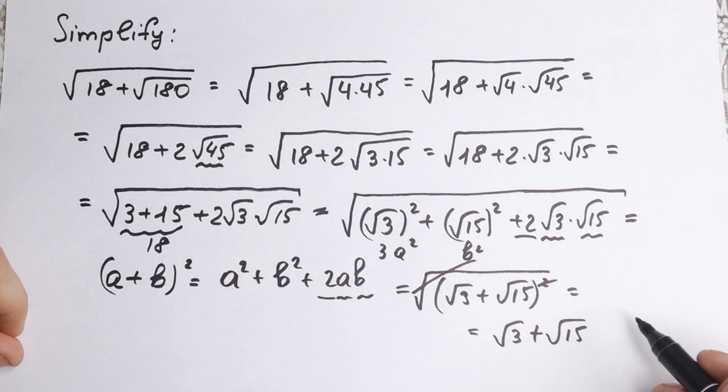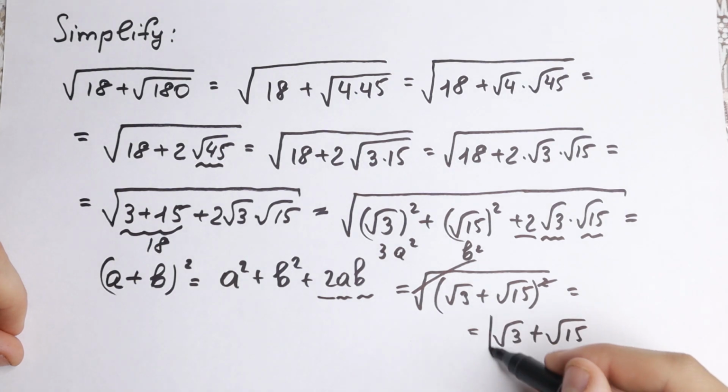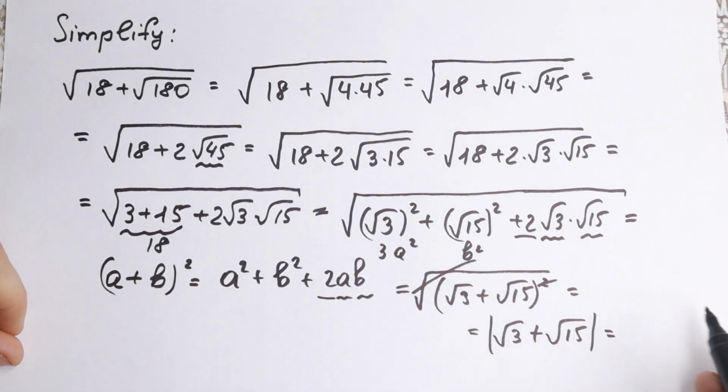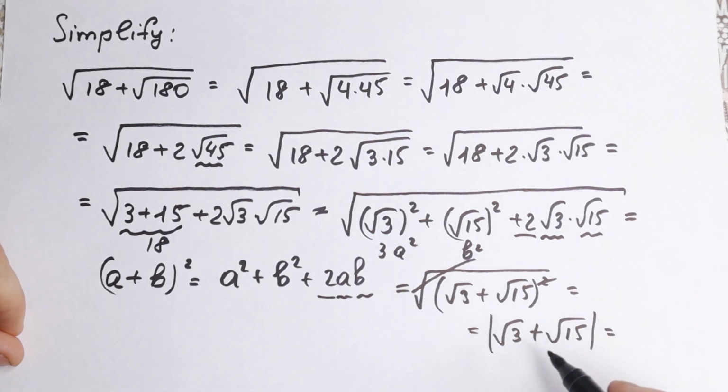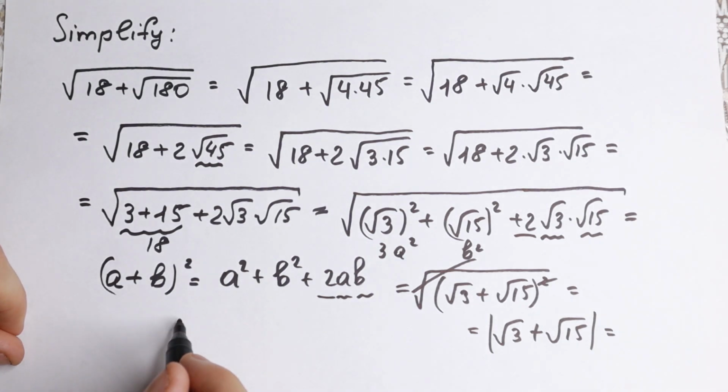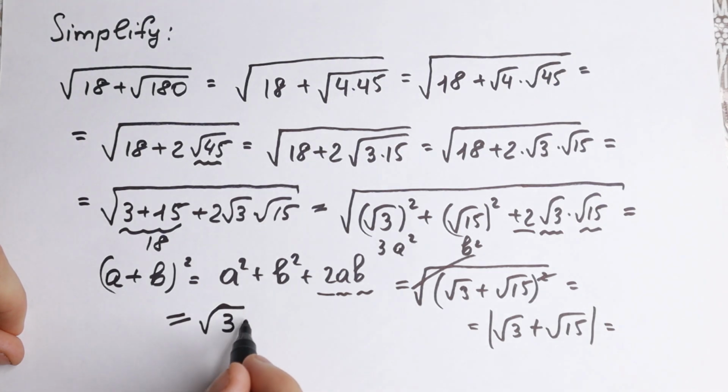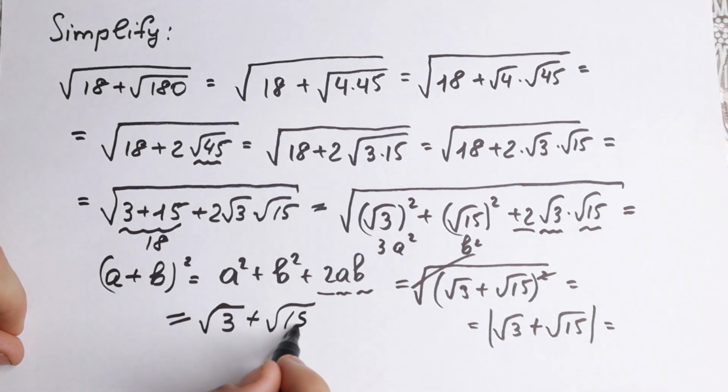And a lot of students make this mistake. It's not a bad mistake, but right here you need to put absolute value. Why do you need to put it? Because if we have, for example, a minus, you need to consider the sign of this expression, because square root of 3 minus square root of 15 is negative, so you need to put a minus sign and put these parentheses with a negative sign. But right here we have a positive, so nothing changes for us. The answer is square root of 3 plus square root of 15.